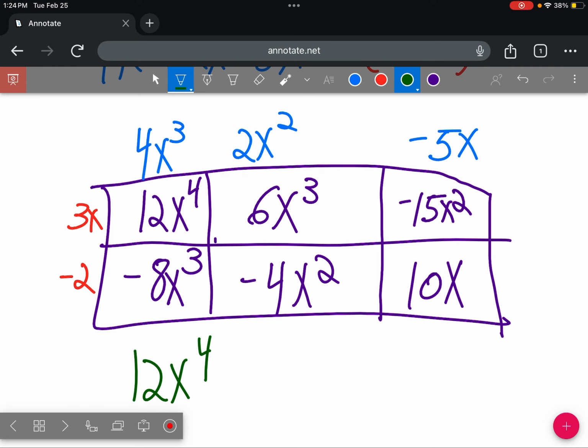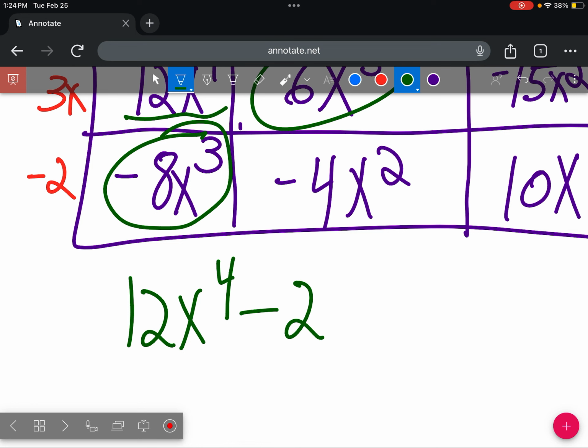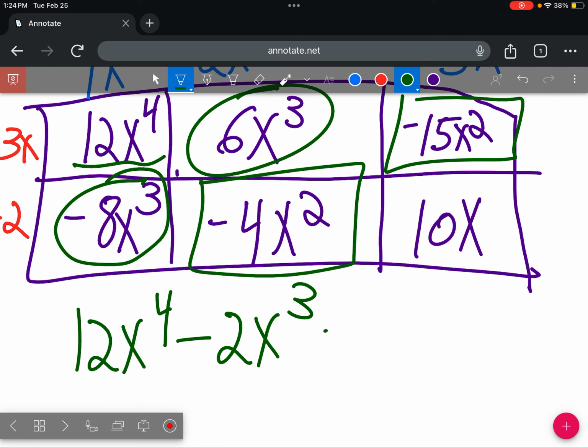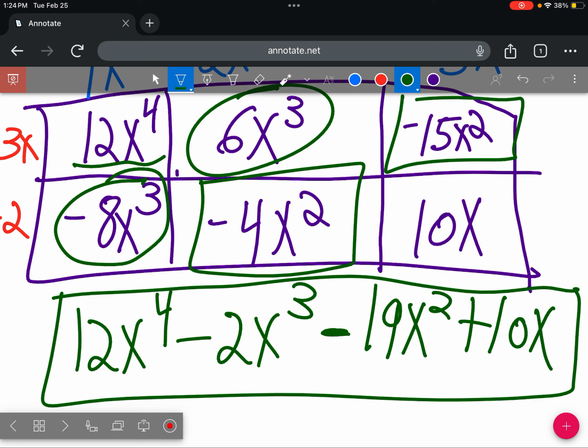After 4 comes 3. Negative 8x to the third plus 6x to the third would be negative 2x to the third. Then you have negative 15x squared minus 4x squared to get negative 19x squared plus 10x. Very good.